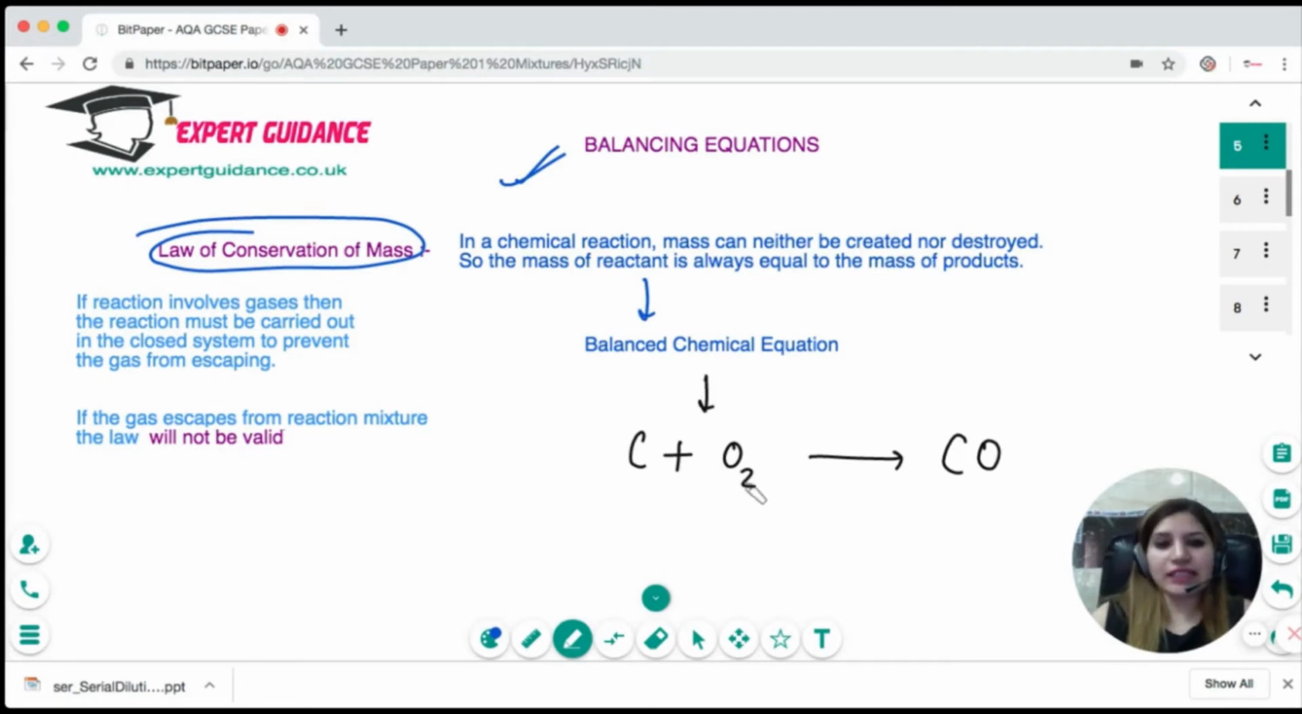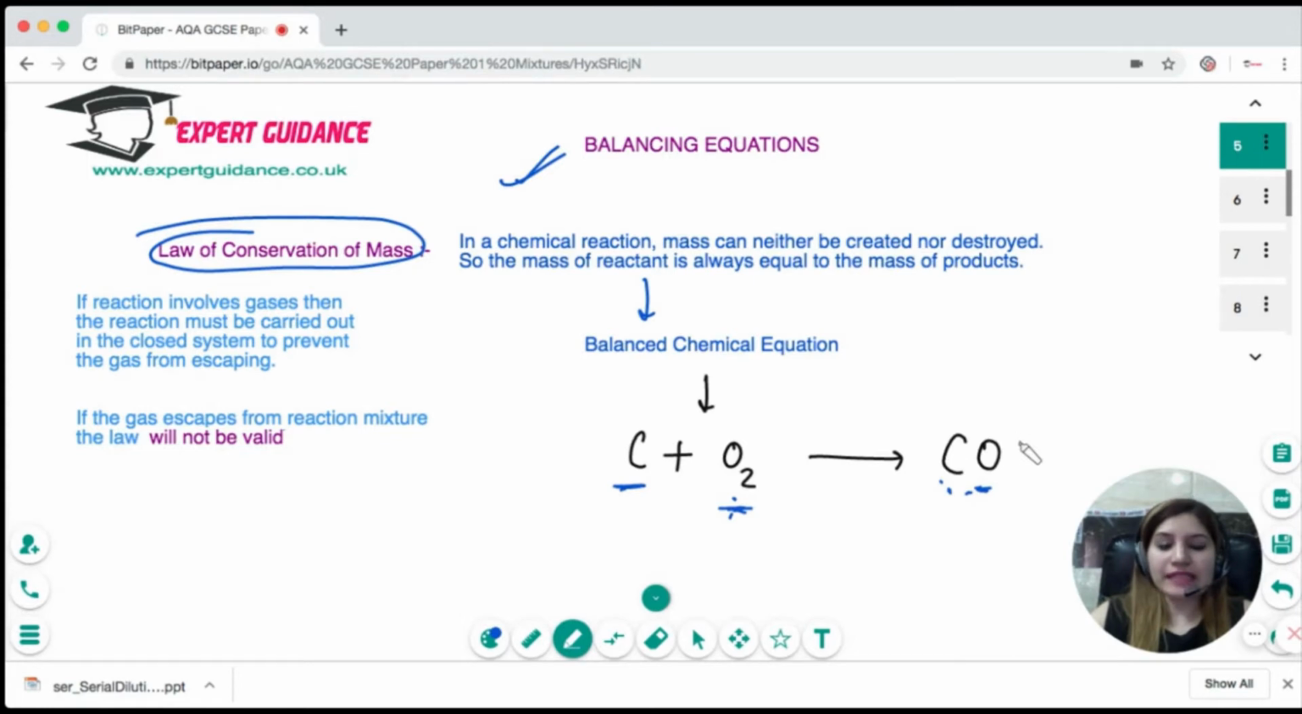So now let's look at this question. Can you see there's carbon and oxygen and CO? How many atoms of carbon are there to the left side? There's one. And to the right is also one. But how many oxygens are there to the left? There are two. And to the right, oxygen is just one.